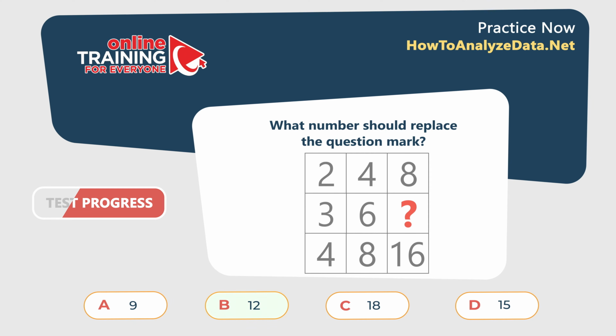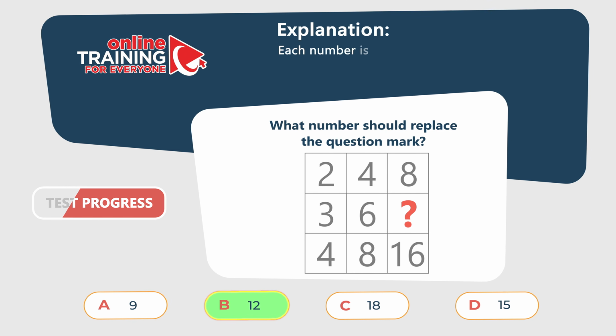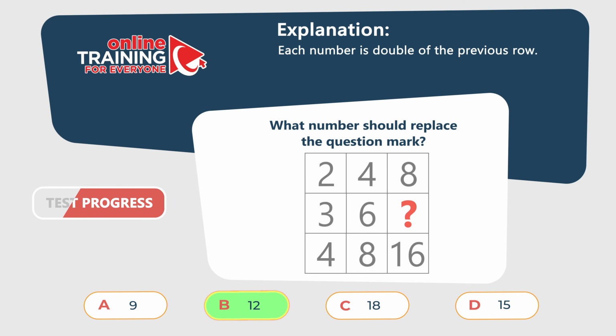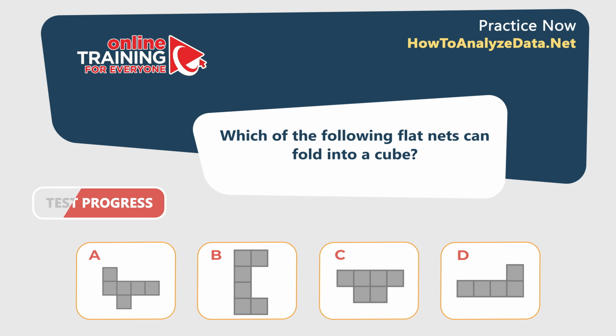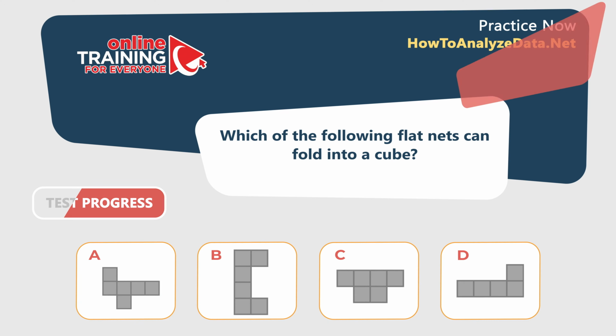The correct answer is choice B, 12, and here's why. Each number is the double of the previous row. Which of the following flat nets can fold into a cube? Your choices for the answers are A, B, C, and D.